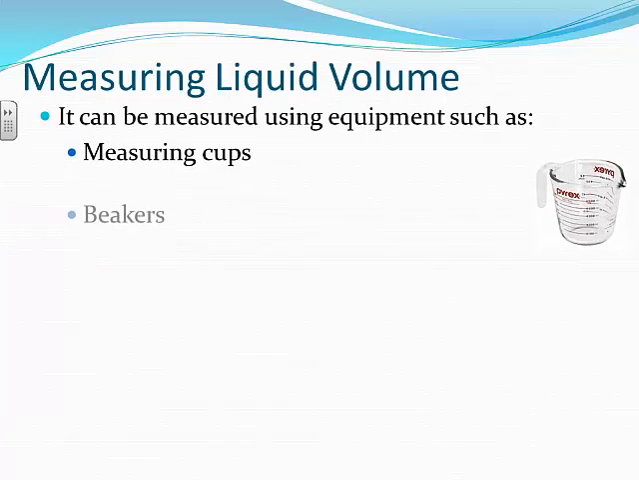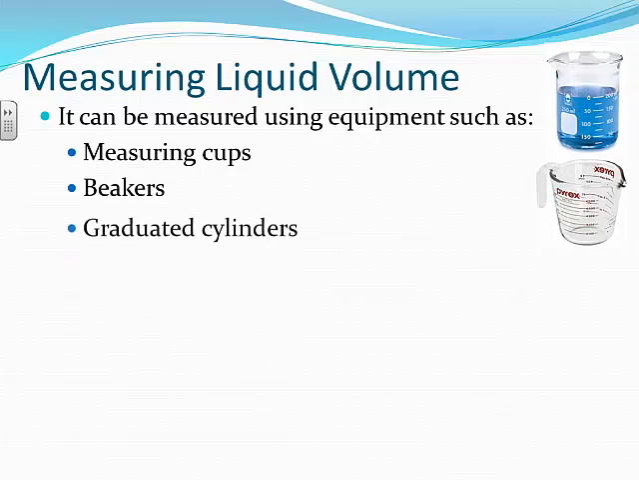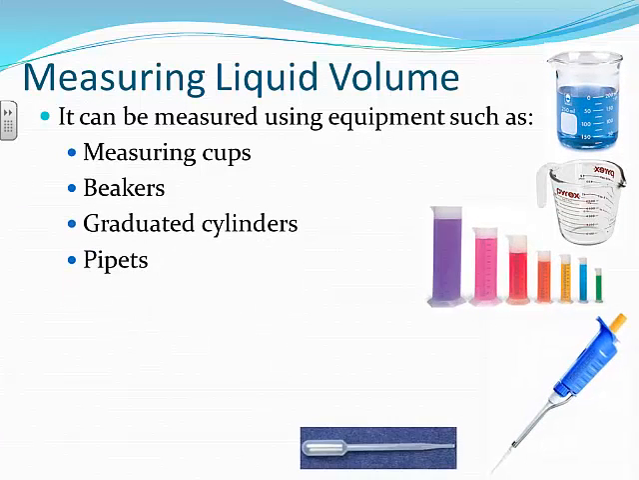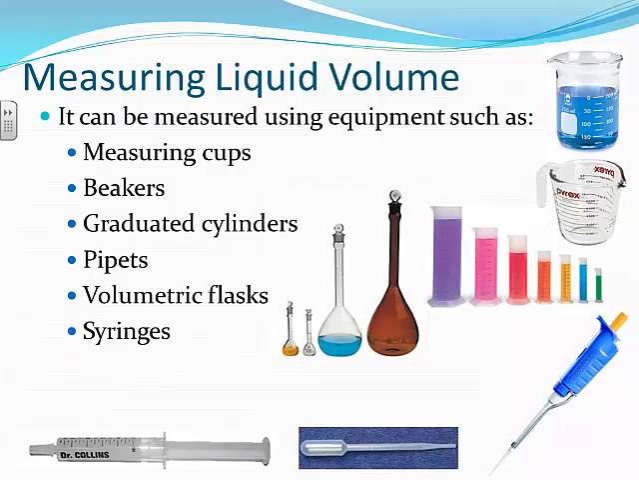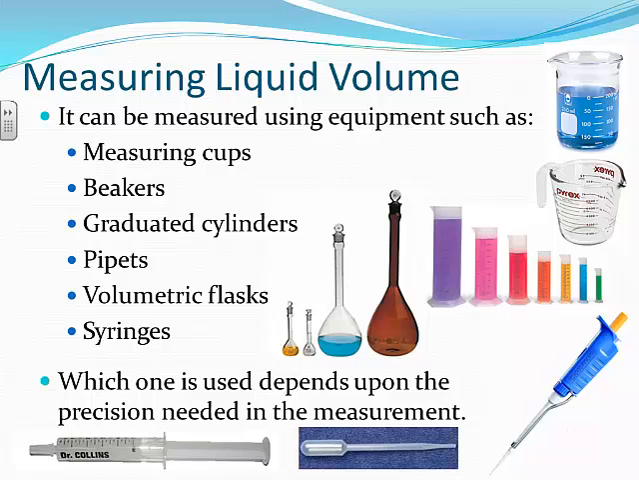When you measure liquid volume, it can be measured using equipment such as measuring cups, beakers, graduated cylinders, pipettes, volumetric flasks, and syringes. There are other devices as well, but this gives you a nice sampling of them. Which one you use is going to depend upon the precision needed in the measurement.